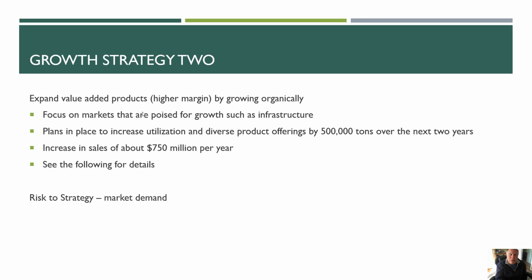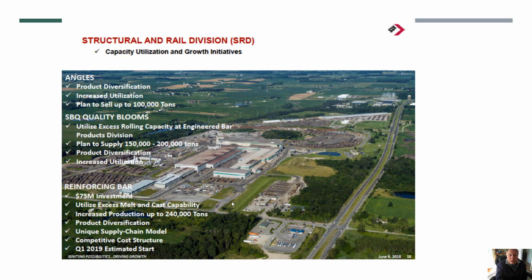Second one, expand value-added products, higher margin, by growing organically within. They're focused on markets that are poised for growth, increase utilization, increase sales of about 750. So they told me the risk to strategy: market demand. And again, this walks me through, and you can see that with the utilization, here it is: plan to sell 100,000 tons, plan to supply 150 to 200, increase production up to 240. So now I know what they're doing to drive the volume. I'm trying to understand the company because we can't just look at the financial numbers.